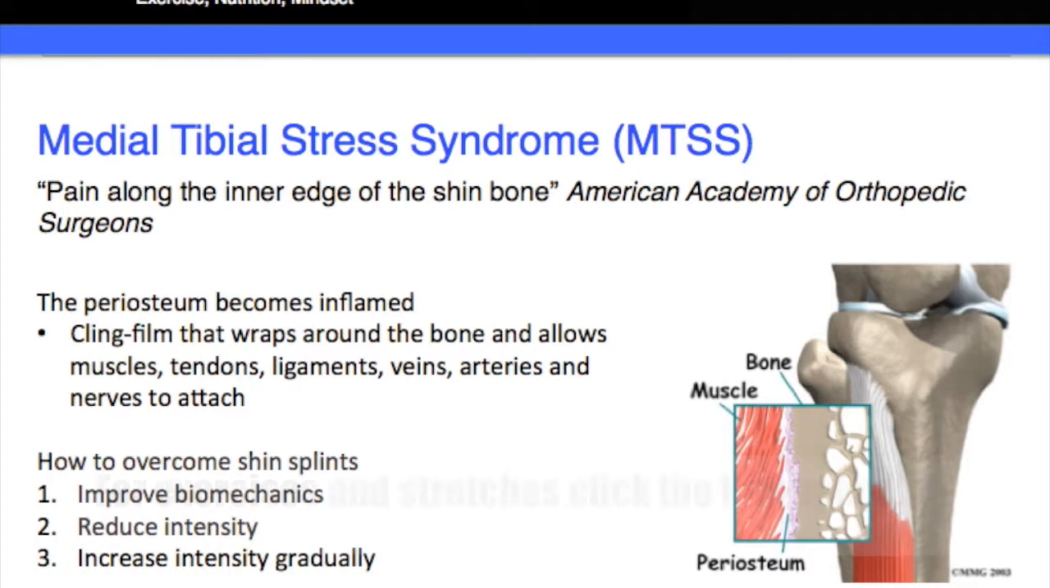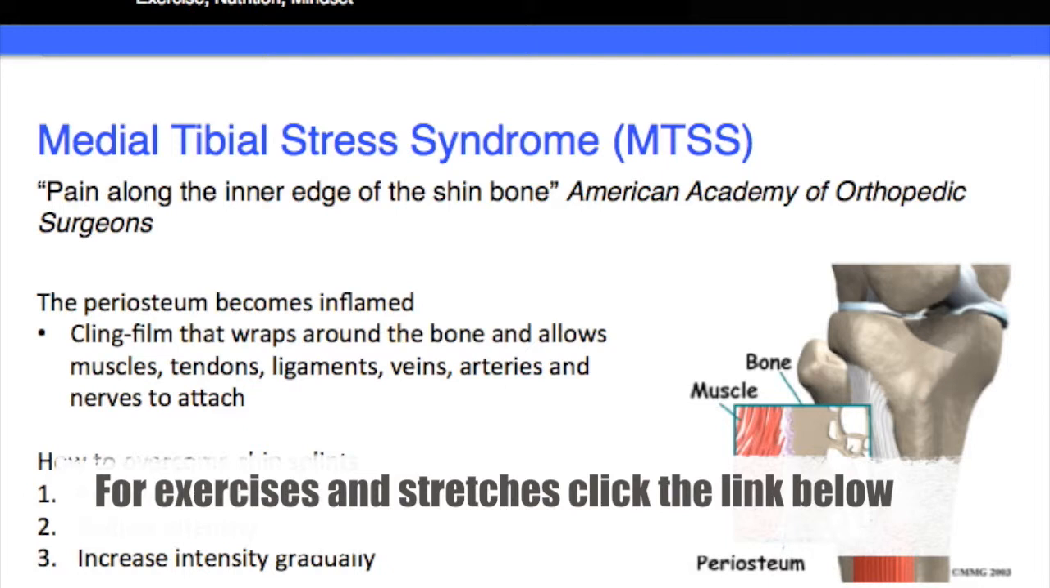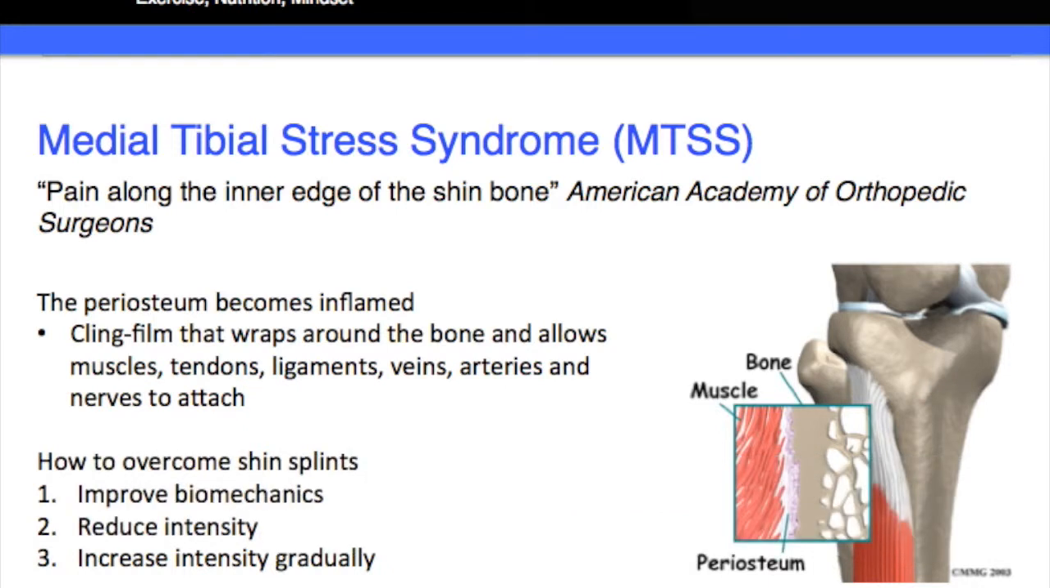The first type of shin splints is known as medial tibial stress syndrome, or MTSS, and the American Academy of Orthopedic Surgeons describe this as pain along the inner edge of the shin bone. Basically, medial in anatomical terms means towards the middle or towards the midline, so on the inside generally of different parts of the body. So medial tibial: inside of the tibia, stress syndrome.